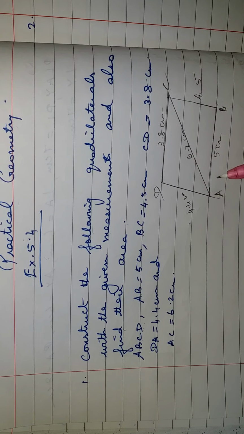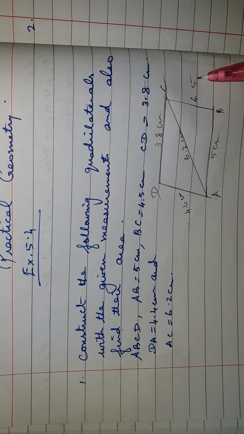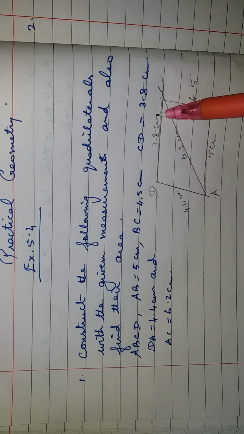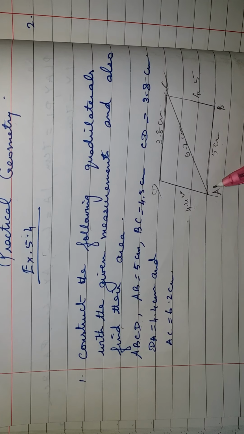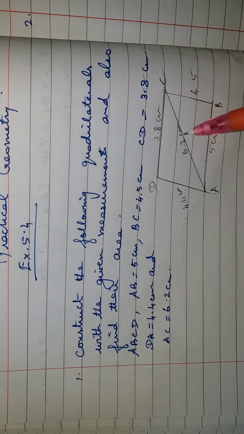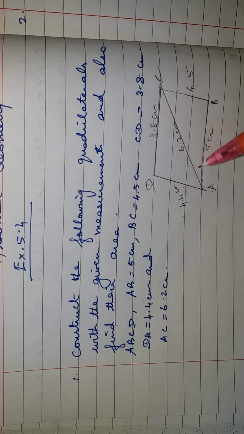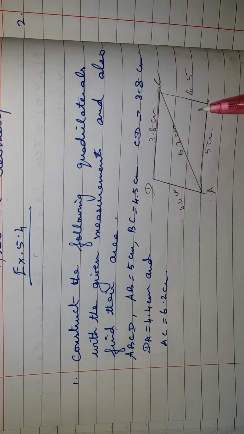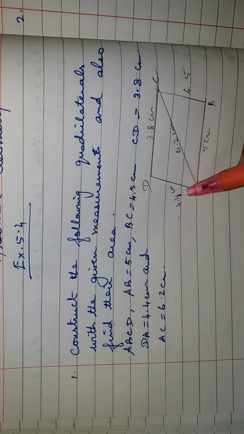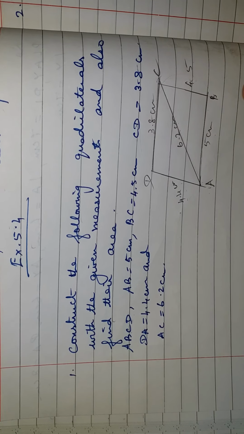Okay. Next, AB is given as 5 cm and BC is given as 4.5 cm, CD is given as 3.8 cm and DA is given as 4.4 cm and AC, that is the diagonal, is given as 6.2 cm. So here in this diagram all the 4 sides are given and the diagonal's length is given for you. So for constructing a quadrilateral you need 5 measurements totally. Okay, 1, 2, 3, 4 and this is 5. Only if you have 5 measurements you can construct a quadrilateral.